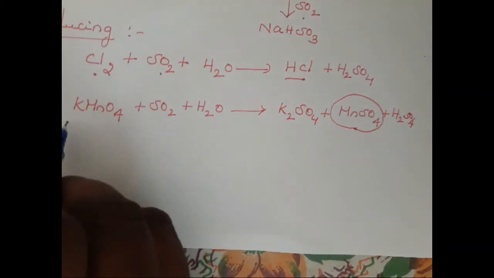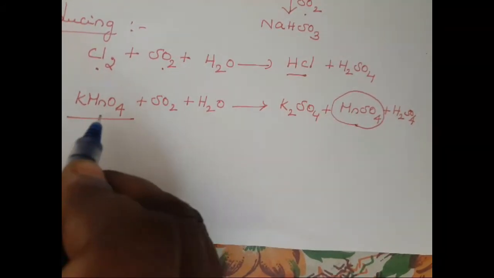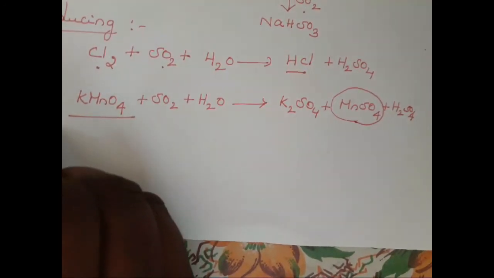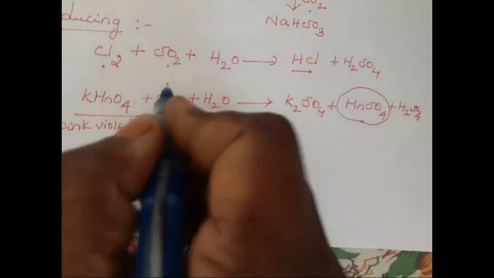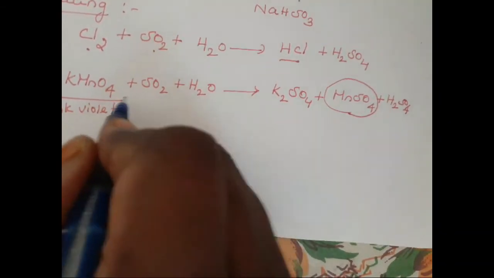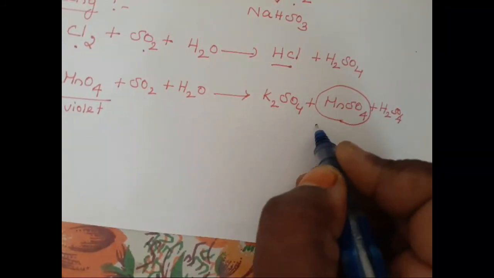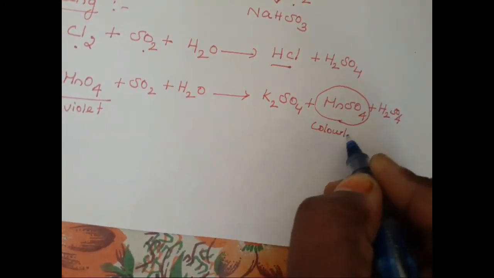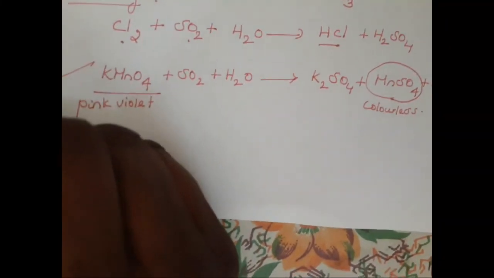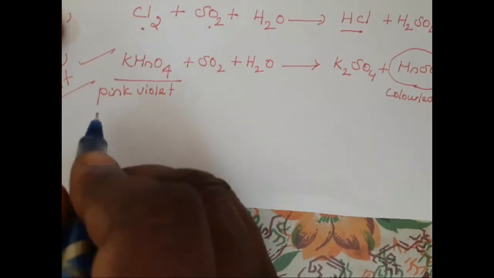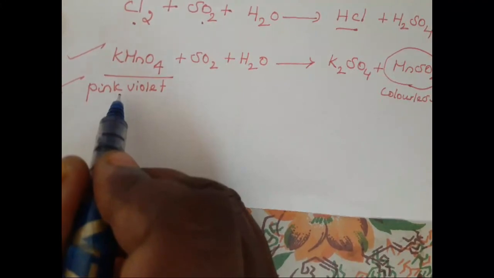Look at here. You all know the color of potassium permanganate. The color of potassium permanganate is pink violet. Am I right? It is pinkish in color. When it undergoes the reducing reaction with sulfur dioxide, it produces a colorless substance. So this reaction can be used to test for sulfur dioxide. Sulfur dioxide has the capability to decolorize KMnO4.